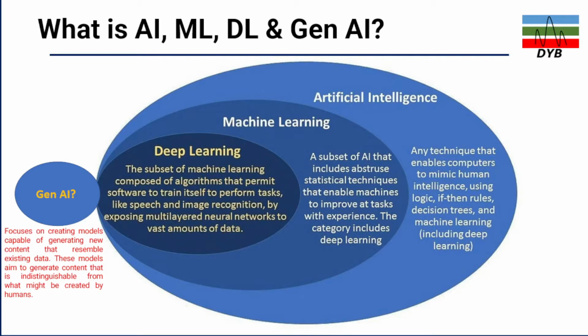Like you have the data in the database, you give some ideas or a statement. Based on that statement, it will generate either an image or data or text. These models aim to generate content that is indistinguishable from what might be created by a human. There is still some software which can detect whether it is created by machine learning or artificial intelligence, but by visualization, you cannot differentiate whether it is created by a human or generated by a machine or generative AI.